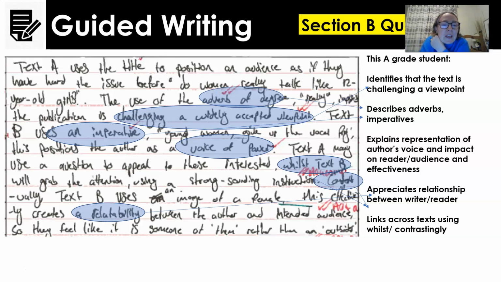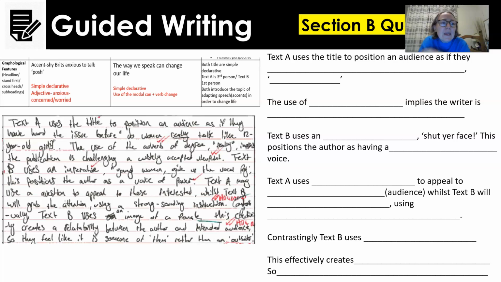So let's have a think about how we can begin to use this model to write our own analysis of the titles of the two texts we've looked at. Okay, so here we've got, I know it's looking a bit busy, this page, isn't it? Our table from before. So these are the notes I've made. You've got your own table that you can use.